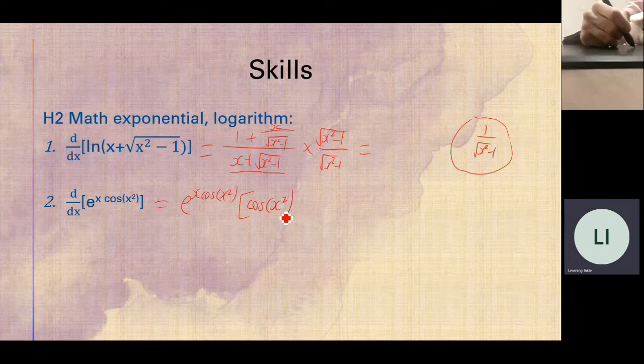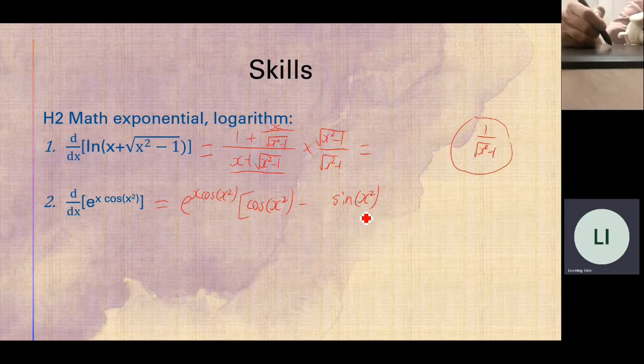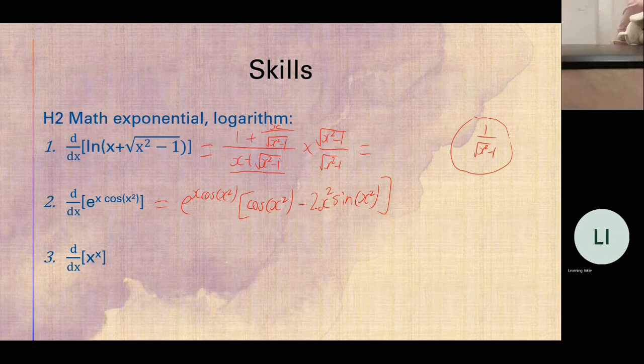Now I differentiate cosine x squared. Cosine becomes minus sine x squared. Chain rule, differentiating inside, 2x. And then multiplying by the first factor, which is x, so 2x squared sine x squared. All right, simple.